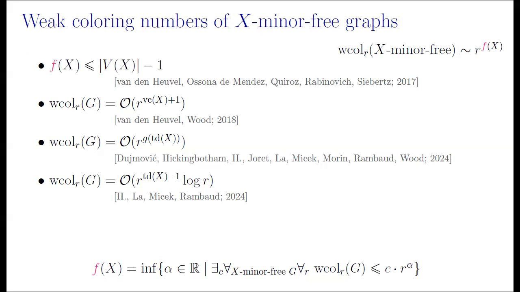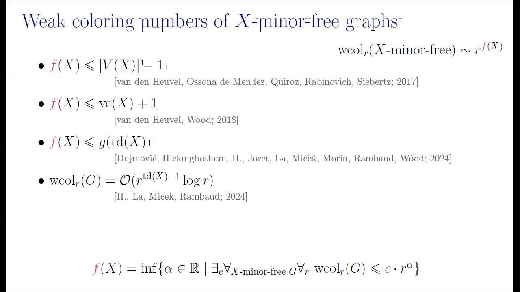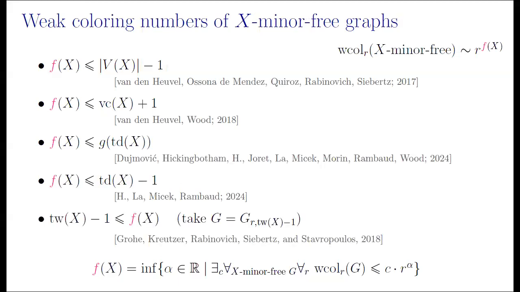The first result is that f of X is at most the number of vertices minus 1. This should make sense, I hope. And then all the other ones, same way. Also, this treewidth result that we've seen is a lower bound on f of X: the treewidth of X minus 1.